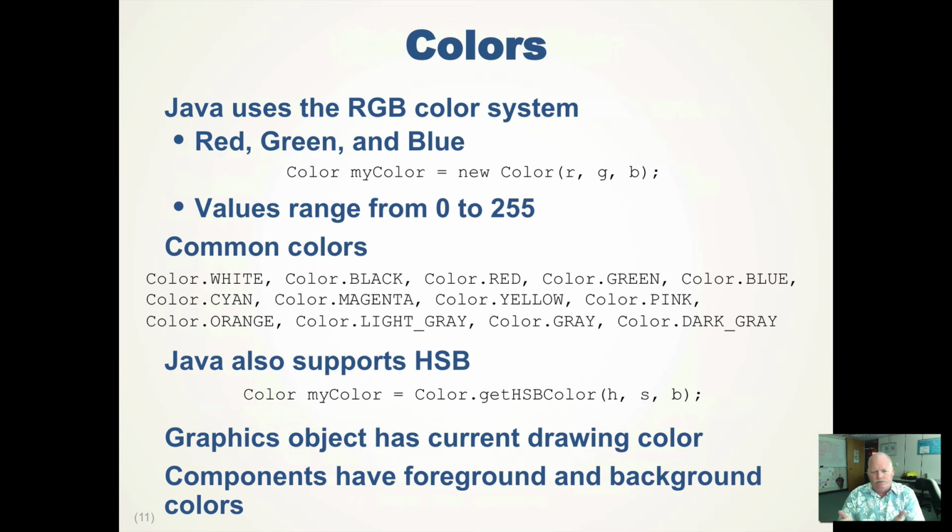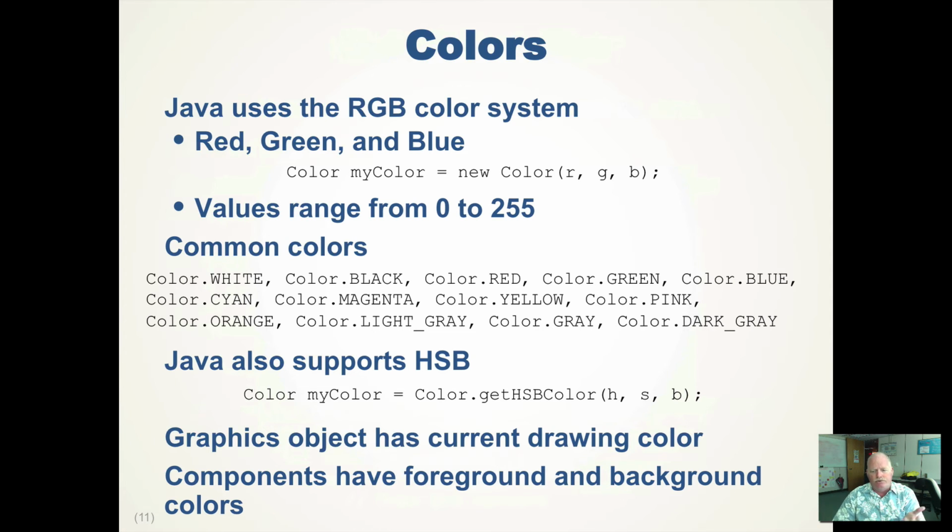So that's why they use this class method that returns a new color. Basically, that's called a factory method. It builds a new color instance given the hue, saturation, and brightness. The graphics object that we pass into paintComponent has a current drawing color, so if we want to change the color that's going to be drawn, we call g.setColor and we provide a new color.